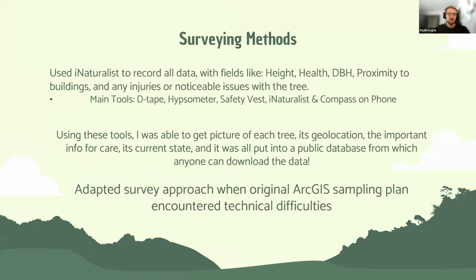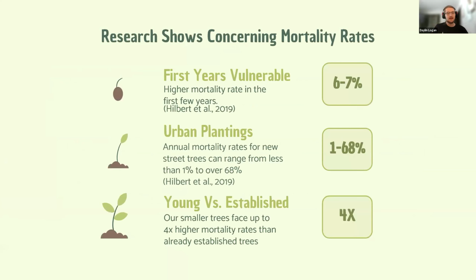Like I said, using iNaturalist, we got all the fields: the height, health, DBH, proximity to buildings. We mostly use D-tapes, hypsometers, safety vest, iNaturalist, and a compass on my phone. With these tools, I was able to get pictures of each tree, its geolocation, the important information for care, its current state, and all of it was put into a public database which anyone can download the data from, which I love. Of course, I had to adapt my survey approach from the original ArcGIS to what I have now after the difficulties. Before I move into my data, I wanted to bring up some cool statistics that I found.